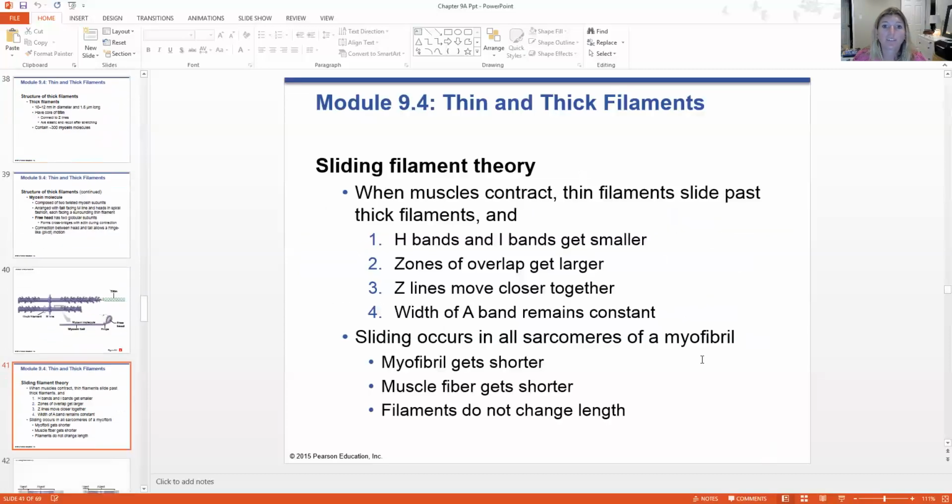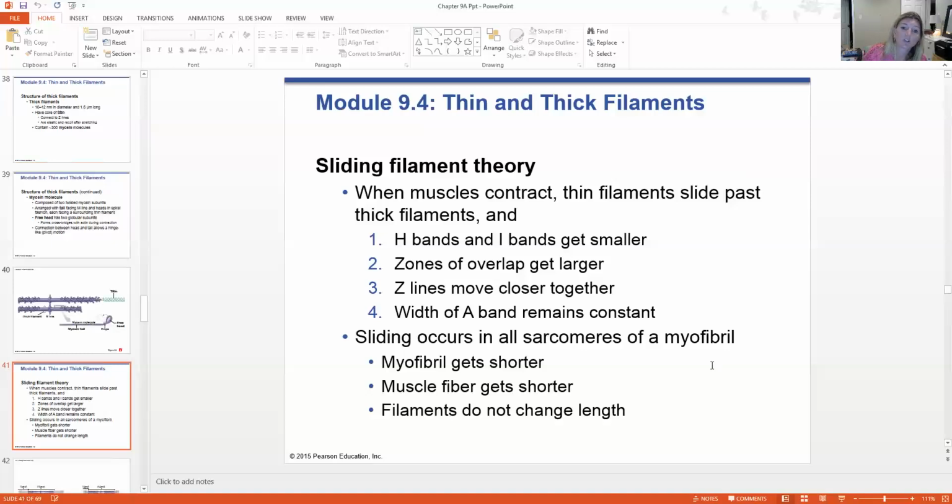So it's called the sliding filament theory. When the muscles contract, the thin filaments slide past the thick filaments. And otherwise, the H bands and I bands get smaller, the zones of overlap get larger, the Z lines move closer to one another. The width of the A band stays the same because the A band is just where the dark myosin is, the thick filaments.